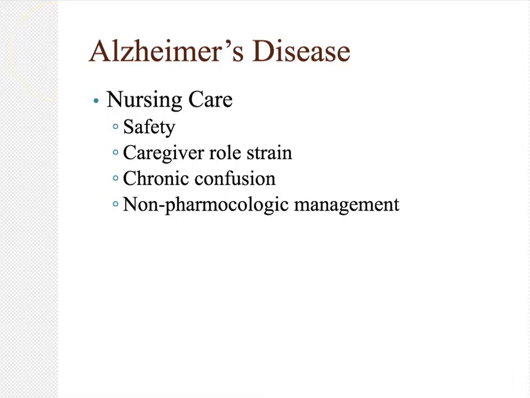Try to keep a structured environment with the same routine. Anything that upsets them or causes them stress can make their dementia worse. So it's always good to keep them on schedule and keep a routine. One thing to always keep in mind regarding a patient with chronic confusion is to make sure you maintain a clear path between the bed and the bathroom.